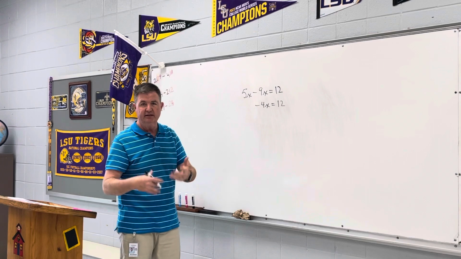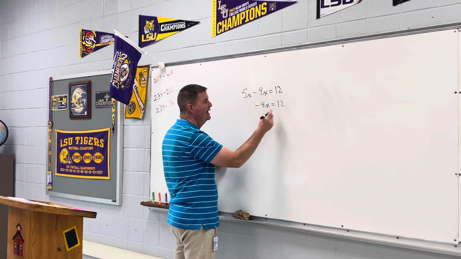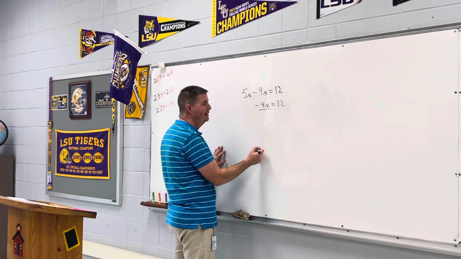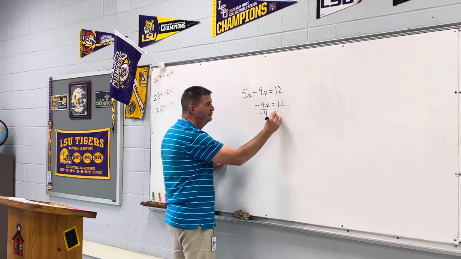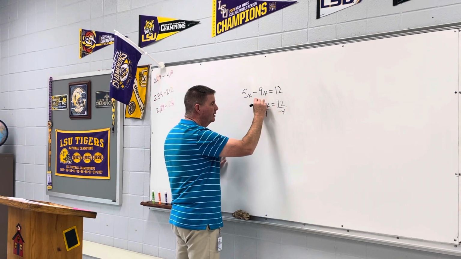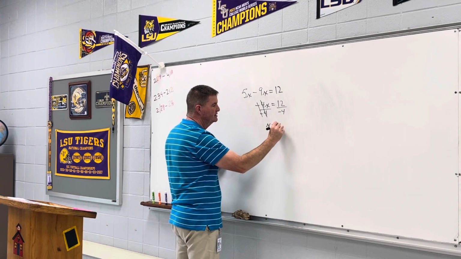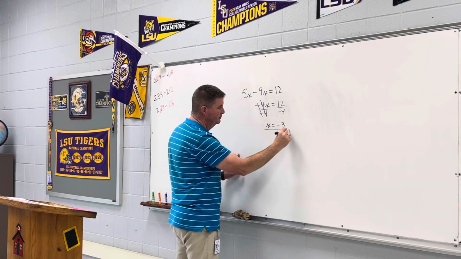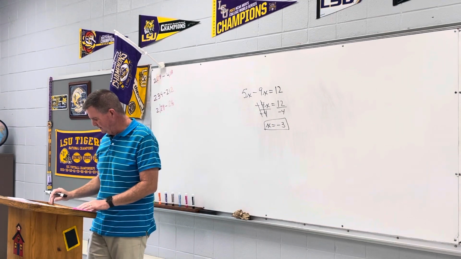Now everything continues to run the same. This is negative 4 times x. I need to get rid of it, so I'm going to do the opposite. Opposite of multiply is divide, so I'm going to divide by negative 4, divide by negative 4. These cancel along with the negatives, and I got x equals negative 3. This would be our solution.